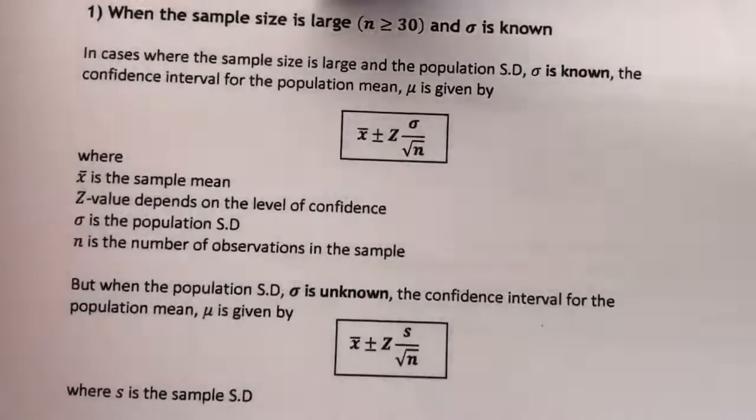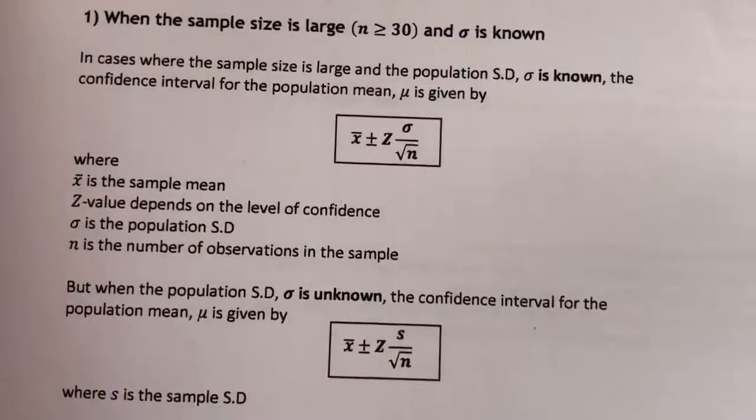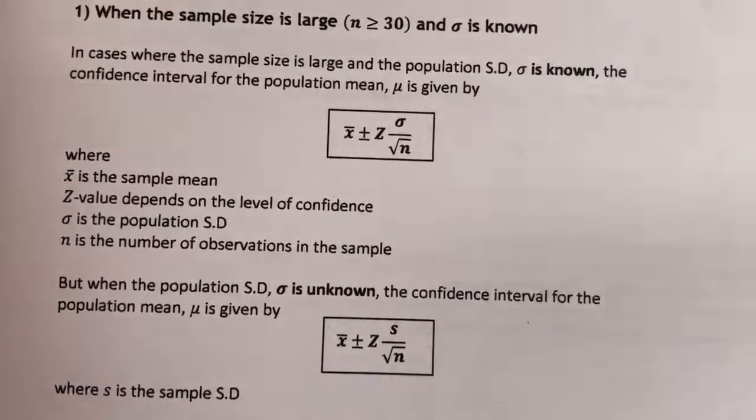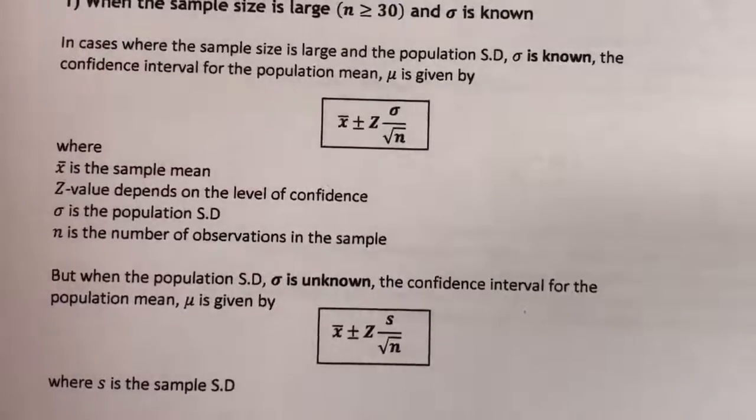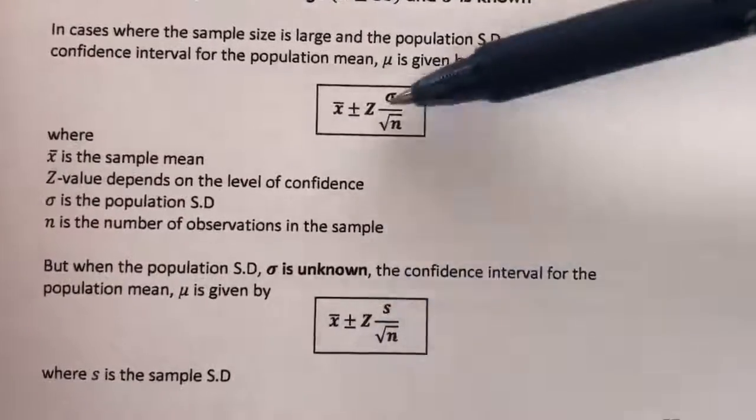Remember that when the sample size is large, we can adopt the central limit theorem in that we can assume that the distribution of the sample approaches normality. So when we assume that, we can use the Z distribution.